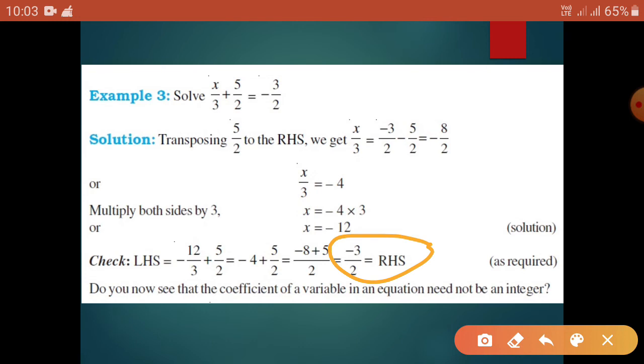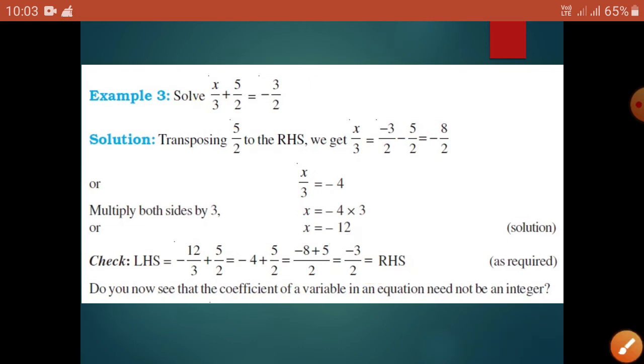Okay, so the value of x is minus 12, and if we put the value of x on the left hand side, the value is equal to the right hand side. So we can say that x is equal to minus 12 is the solution, or root, of the given equation, x by 3 plus 5 by 2 equal to minus 3 by 2. Okay, go to the next slide.